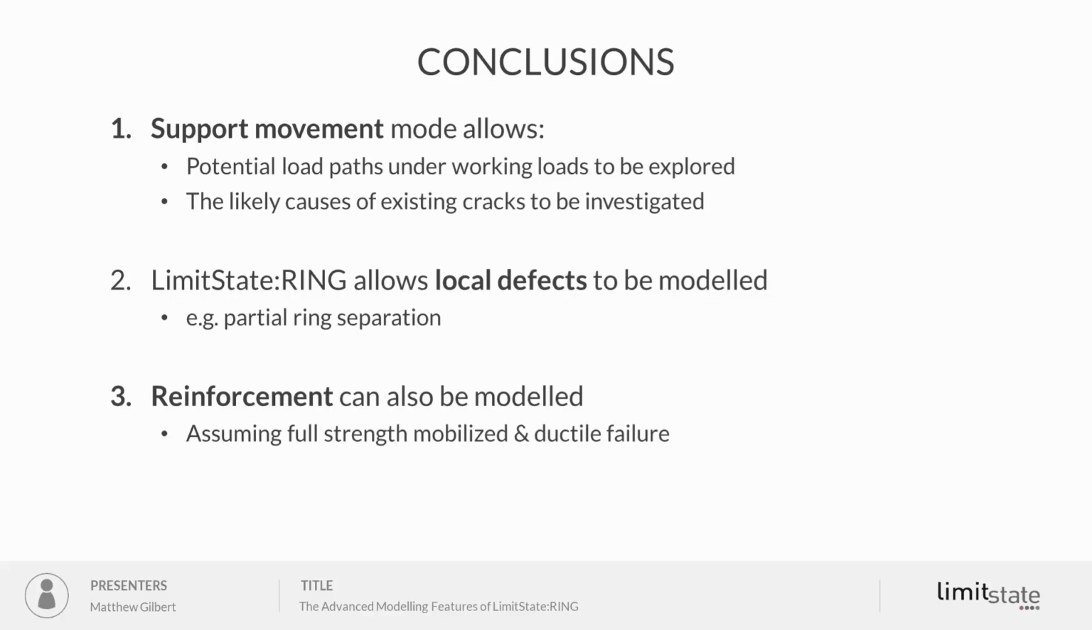The second thing that we looked at was dealing with local defects, so for example, partial ring separation, but we could have looked at a variety of different local defects, so for example, local mortar loss, or the effects of patch repairs where we've perhaps got different unit weight masonry and so forth.